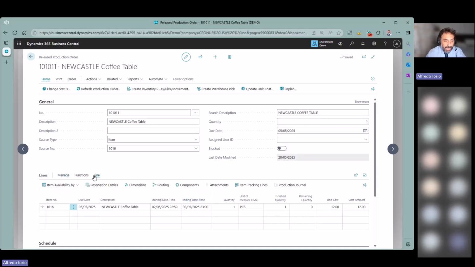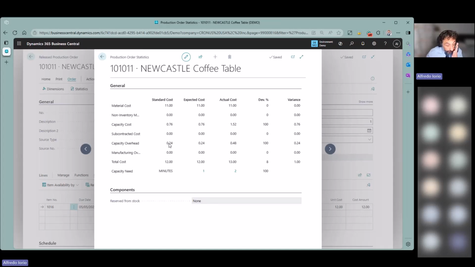And if I look at the item here, if I look at the order statistics, you can clearly see what happened. I have a standard cost of $11 for my item. Sorry, a total cost of 12, not 11, right? Which is very simple. It's made of $11 of material and $1 of capacity, split 76 plus 24, capacity and overhead. So very simple scenario. These are the expected costs because nothing happened between the standard cost and when I created the production order.